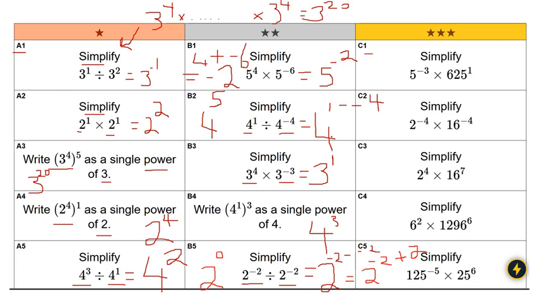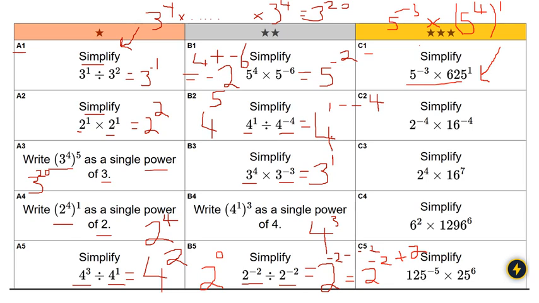Now looking at C1, simplify 5 to the minus 3 times 625. So slightly more tricky now. I'm going to write 625 as a power of 5, so I'm going to have 5 to the negative 3, or minus 3, multiplied by 5 to the 4, all to the power of 1, because 5 to the 4 is 5 times 5 times 5 times 5, which is 625.